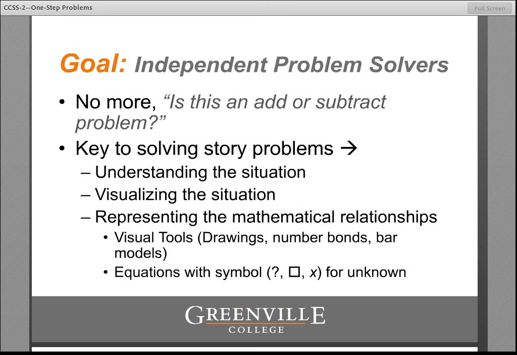By the end of second grade, we want our children to be able to read a word problem, decide for themselves what operation is required, and for some simple problems, this may just quickly be able to result in an equation.